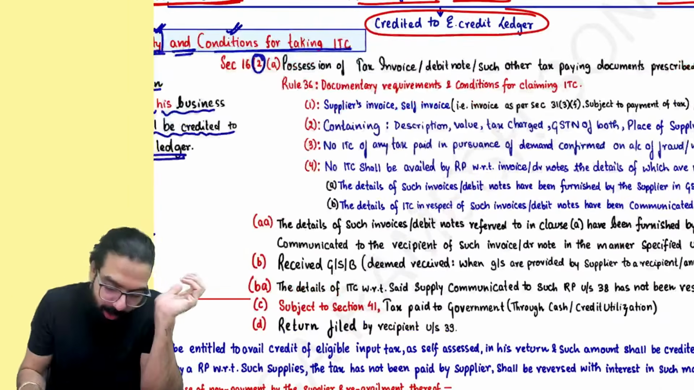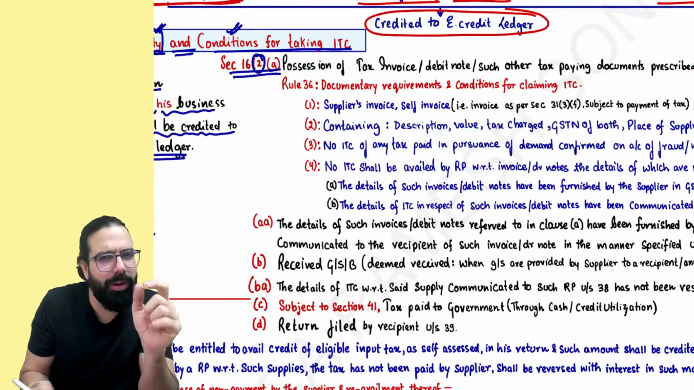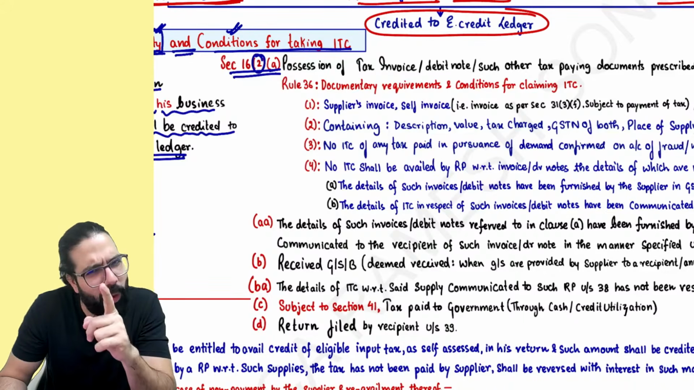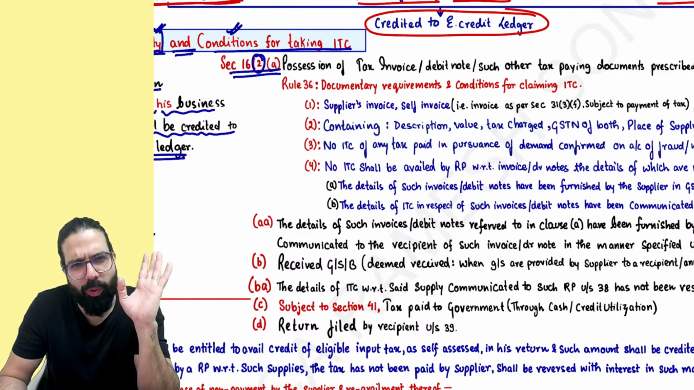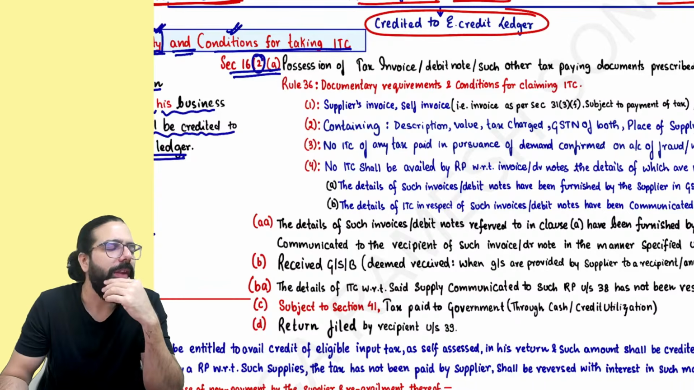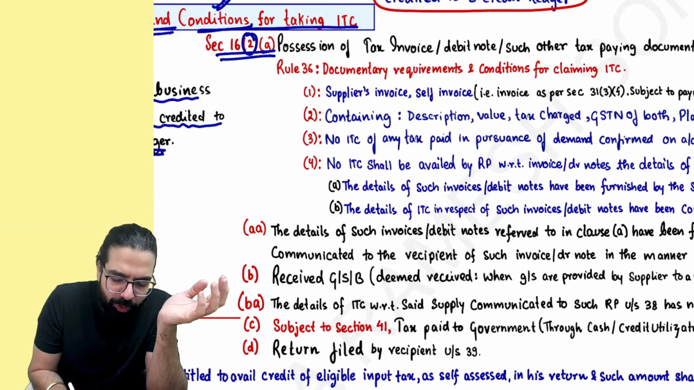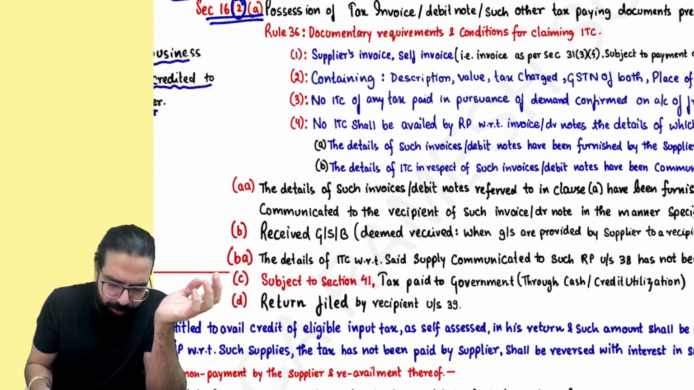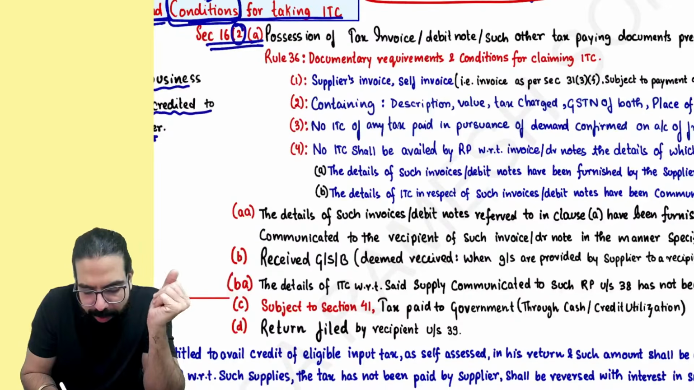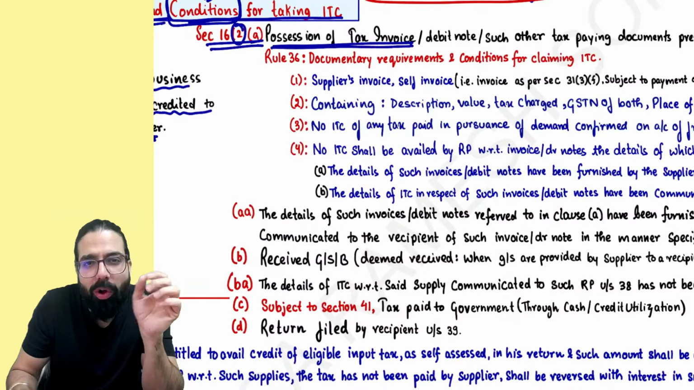Now comes section number 16.2, the most important section. You will see in your exam one or the other point from section number 16.2 has come. Listen carefully. Section number 16.2 says what the conditions are to take the credit. Possession of tax invoice. You should always possess the tax invoice.